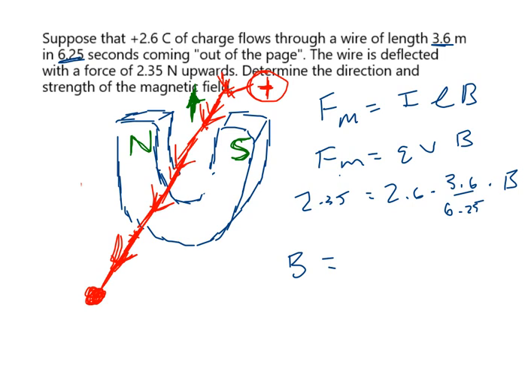So 2.35 times 6.25 divided by 3.6 divided by 2.6. My calculator spit out this as an answer. Let me know if you don't get this. 1.5, nope, 1.6, I guess, if you round it. You guys get 1.6? What unit is a magnetic field? Do you guys recall from yesterday? T for Tesla. Yeah. So that's how strong this magnet is, 1.6 Teslas.